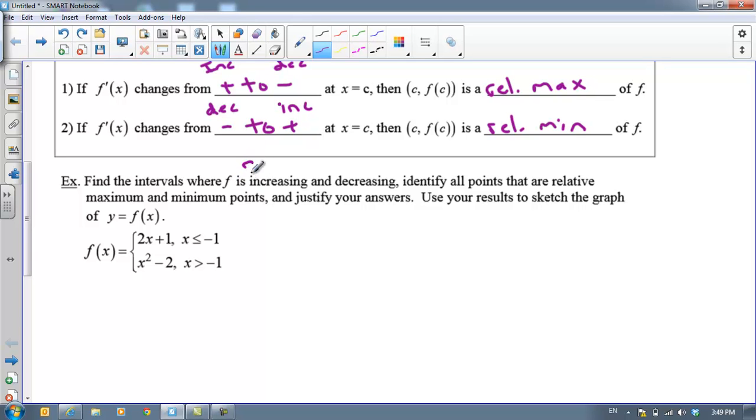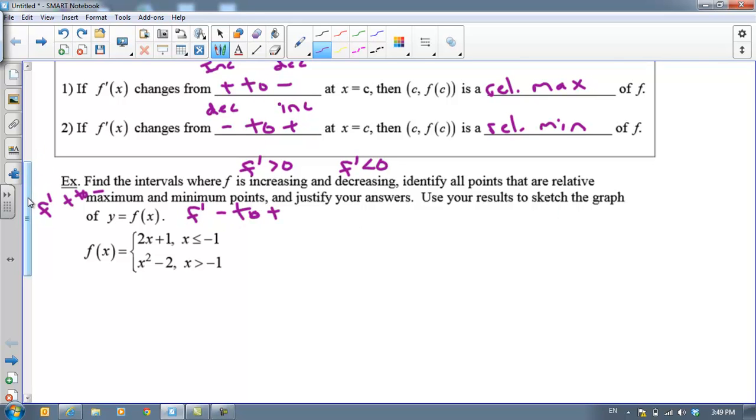If f is increasing, I need f prime to be positive. And if f is decreasing, I need f prime to be negative. Also, identify all points that are relative maximum. We need f prime to go from positive to negative for that to happen, and for a minimum I need f prime to go from negative to positive, and then we have to give justification. My justification is going to be exactly what I just notated right here.